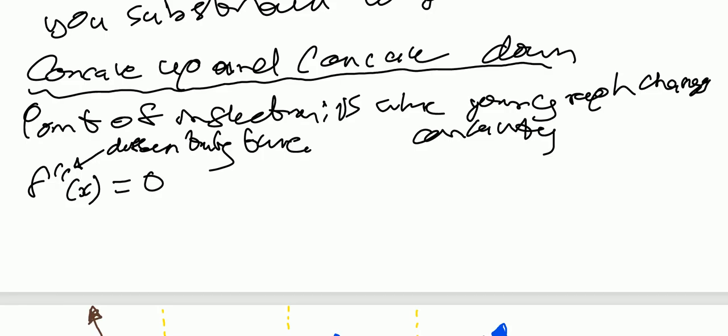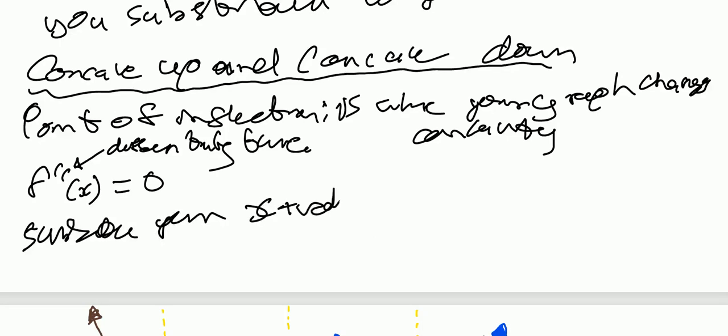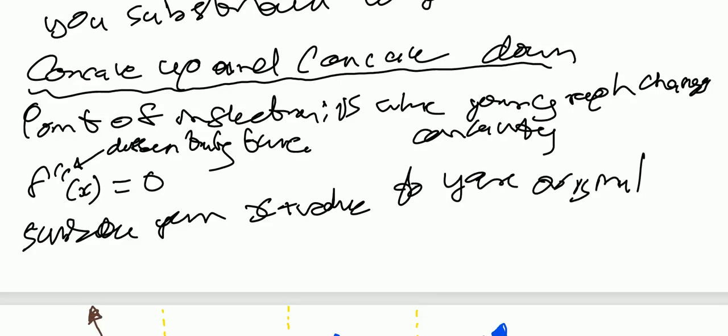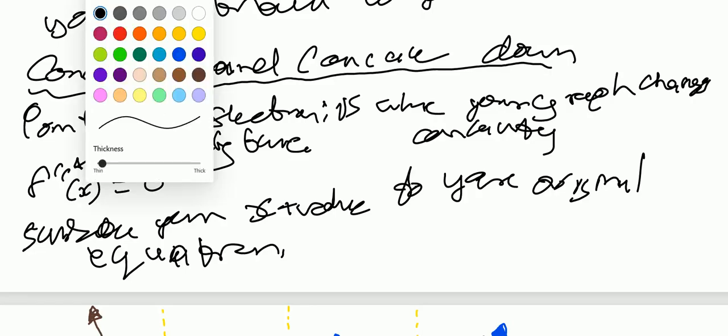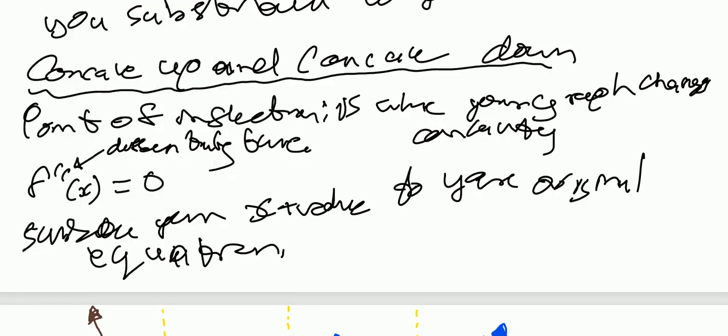So after finding the x value of the point of inflection, you ask yourself, how will I know the y value? Same thing. Substitute your x value into your original equation to find the y value. Remember, what is your original equation? Your f of x. And from this, I can conclude by telling you this. You will see it when we do some examples.